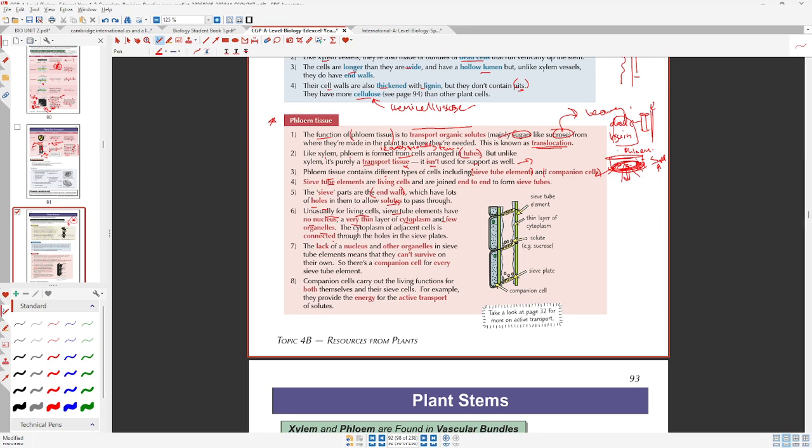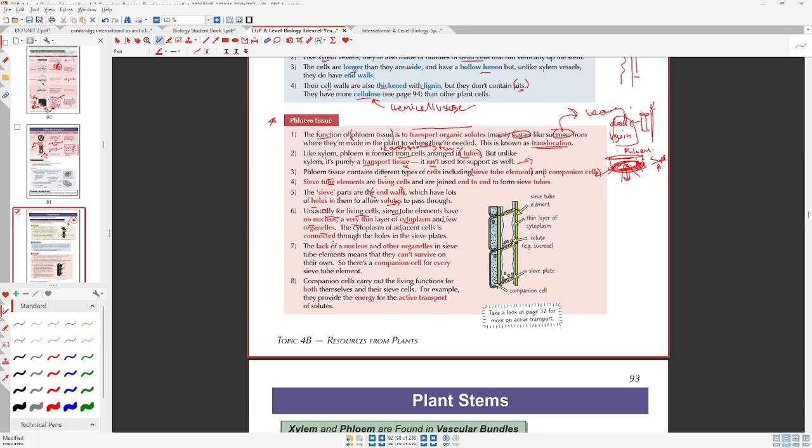And so yeah, what this element really does is it joins together with other elements to form this kind of plate full of holes, which allows there to be a sieve which the food passes through. And since sieve tube elements have no nucleus and organelles, they have very few, but mostly none. The lack of a nucleus means that it needs something to survive on, because it cannot survive on its own.